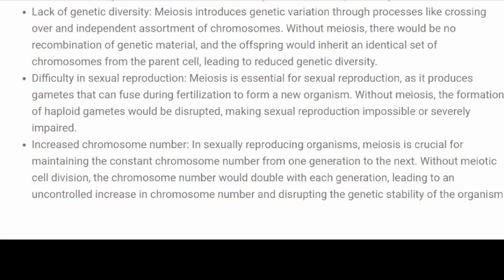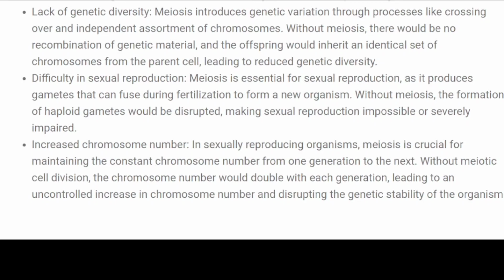Increased chromosome number. In sexually reproducing organisms, meiosis is crucial for maintaining the constant chromosome number from one generation to the next. Without meiotic cell division, the chromosome number would double with each generation, leading to an uncontrolled increase in chromosome number and disrupting the genetic stability of the organism.